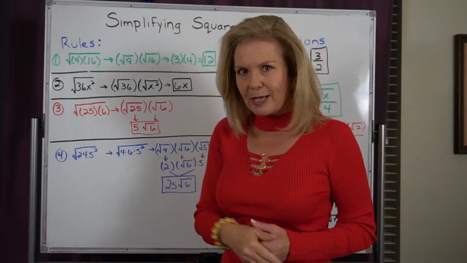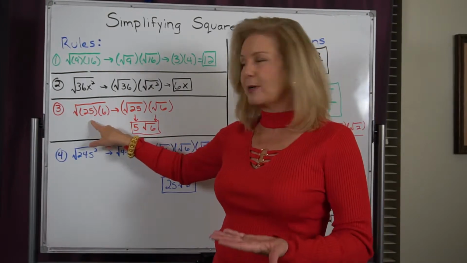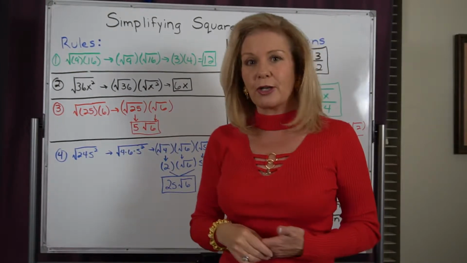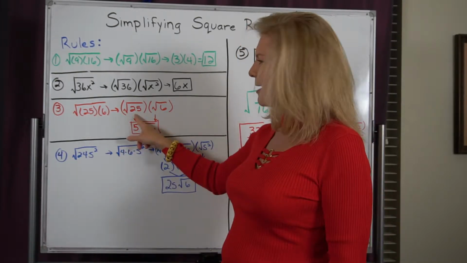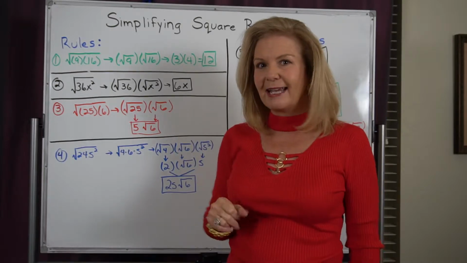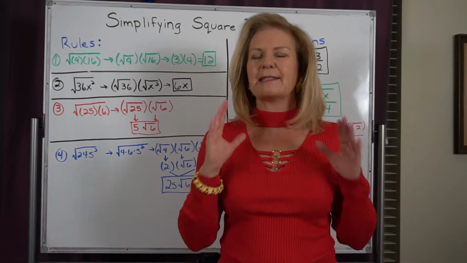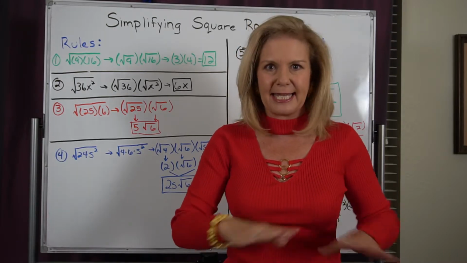Let's go a little bit harder. Look at here. I start off with 25 times 6. I put them both under their own radical sign. I'm lucky because 25 is a perfect square. 5 times 5 is 25. But 6 is not. And if it's not a perfect square, it's absolutely okay to keep it under its own radical sign in the answer.